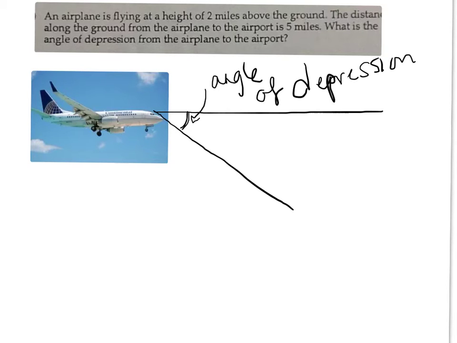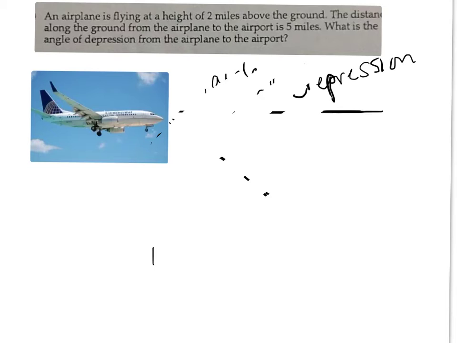A lot of students think that if this indicates 2 miles here, then this would be the angle right here, but that is not the angle of depression. The angle of depression is from the horizontal when you look down. So this angle here. Okay. So let me erase all of this now.